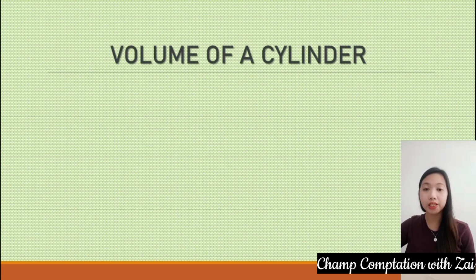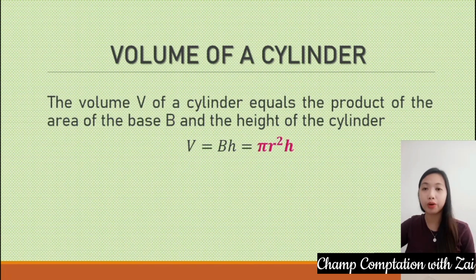For the volume of a cylinder, it equals the product of the base and the height of the cylinder. In symbols, we have base times height. The base can be computed as pi r square, multiplied by h. So we have pi r square h.